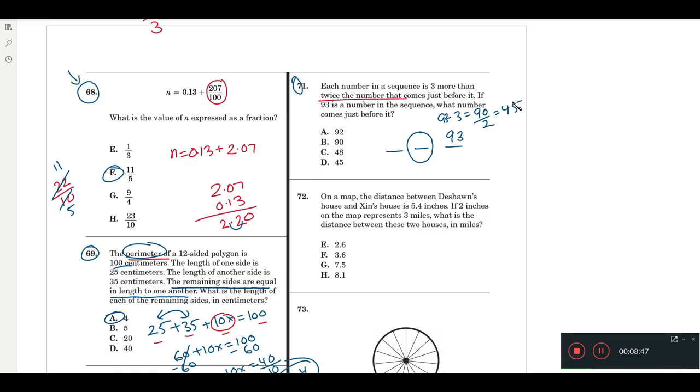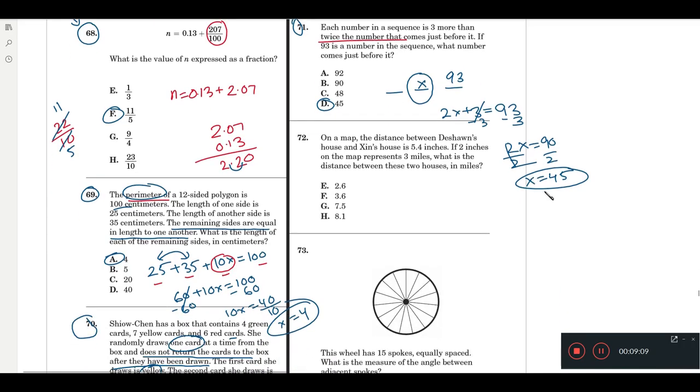That's one way. And if you don't understand and you want to set up the equation, you could also do it. Say this is x, so 2 times x plus 3 is equal to 93. Then you just solve for x. 90 divided by 2 is 45. x equals 45. Clear, guys? Perfect. Good job.